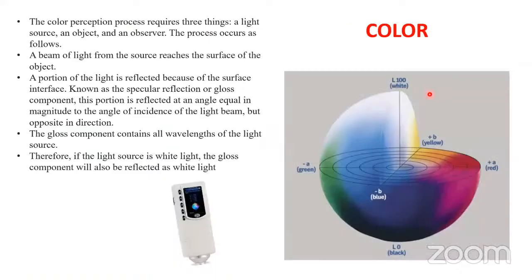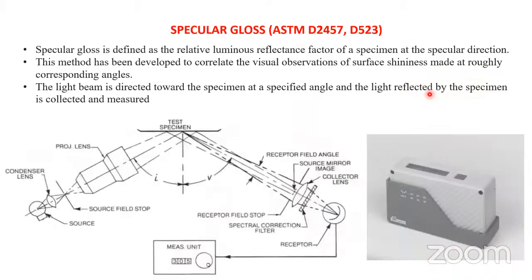Okay, and the very next property is the color. As you all know about the color properties of polymeric materials, the color perception process requires three things: a light source, an object, and an observer. The kind of light we shine on your polymeric system will be reflected as that kind of light to your observer, or you can say to our eyes. These are some instruments used to identify the color of your polymeric systems, or the color of the specimens.